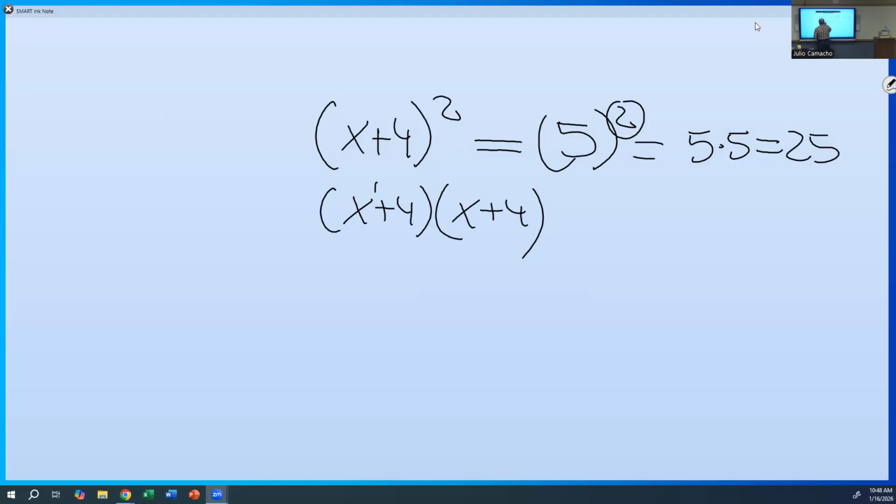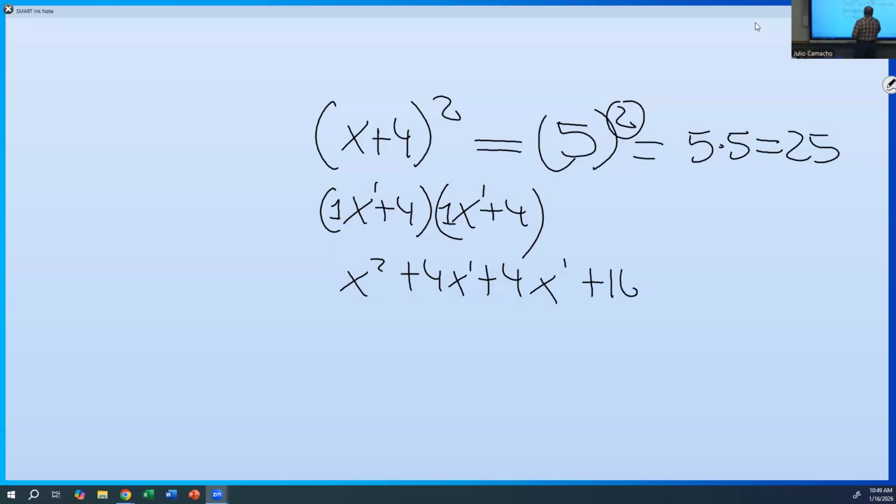No, that is to the power of 1. You have a 1 there, a 1 there. So you have x squared plus 4x plus 4x, first power, plus 16. And if you simplify that, there is nothing else with the second power, so it will be x squared plus 8x plus 16. That will be the answer.